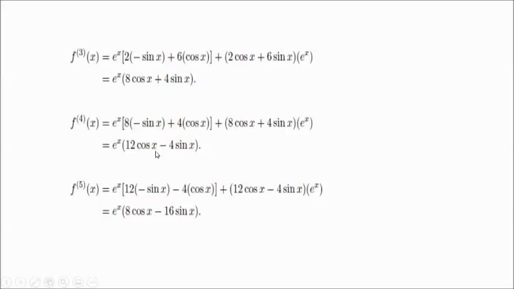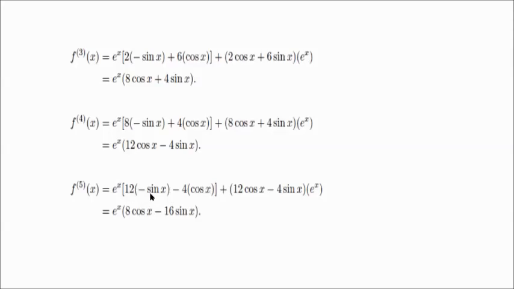From here, again, product rule, e raised to x, 12. So constant, copy yung constant, multiply sa derivative ng cosine x is negative sine x. Minus 4, derivative ng sine x is cosine x. Plus, copy this one. And then, derivative ng e raised to x is e raised to x. And then, e raised to x, simplify.